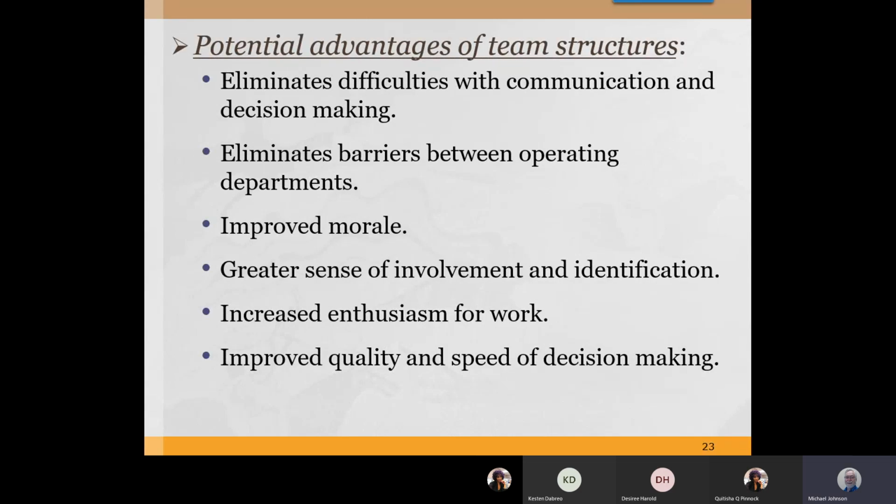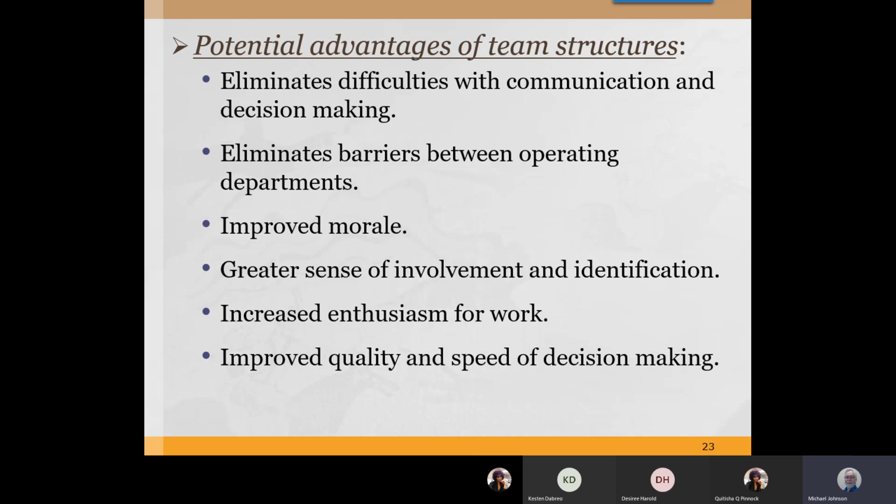Some of the potential advantages of a team structure. We have good communications. That's probably one of the best areas we can talk about. Eliminates any difficulties with communications and decision making. You have the people who you brought into the team because they had the information you needed, and they can all communicate with one another. So instead of one person trying to figure it out and then pass it to somebody else, which is a very time-consuming approach, within a team they can all communicate during meetings and connect with the person they should be connecting with in real time. So it really speeds up everything.